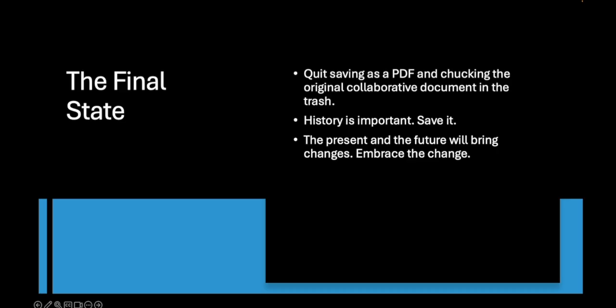Save everything. Save last year's network diagram, save the year before's diagram, everything. If the collaborative document itself is getting changed, save a PDF of the earlier version before you make an update. And so, of course, the present and the future will bring changes. Embrace the change.